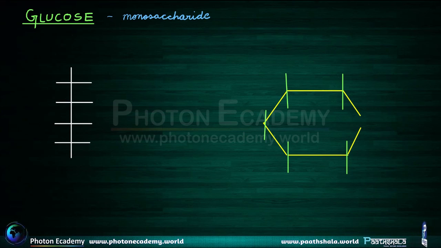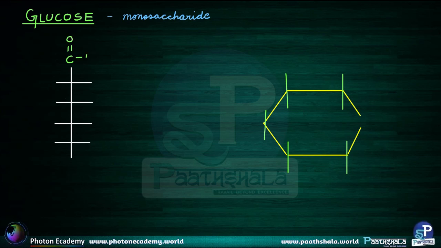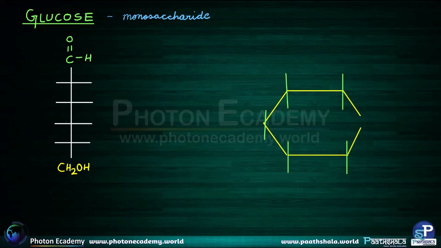So I place these four carbon atoms in the middle, and I remember that I had an aldehyde group at the top. So I place an aldehyde group at the top, and then I place a CH2OH group at the bottom. Now these four carbons in the middle are all chiral. What I have to remember is that I have to place OH and H groups on these particular chiral carbons.